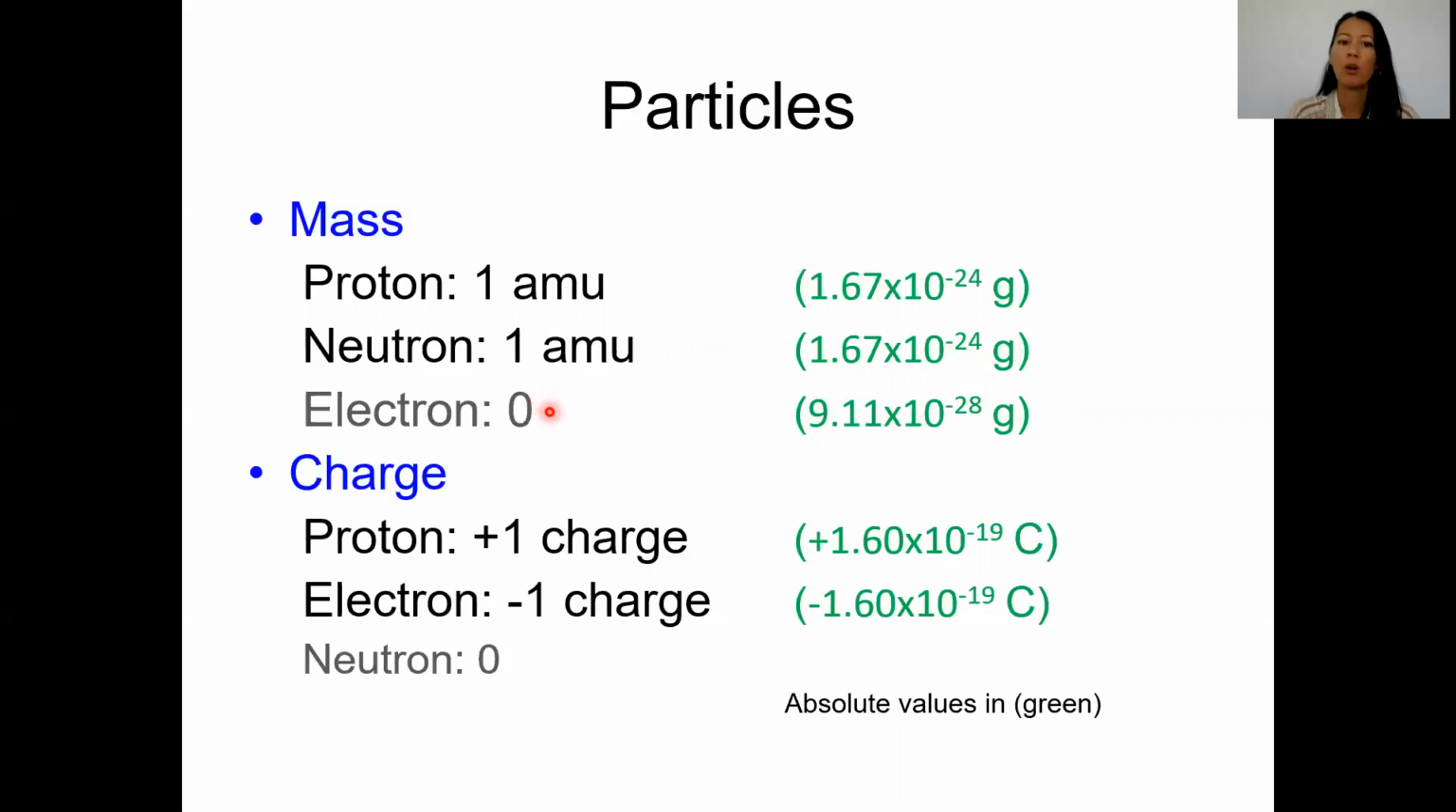So we say the electron weighs 0. In terms of the charge, the proton is a +1 charge, and the electron is a -1 charge. There are real charges, as you saw in the first video, but it's simpler to just focus on +1, -1. The neutron is neutral and has a 0 charge.